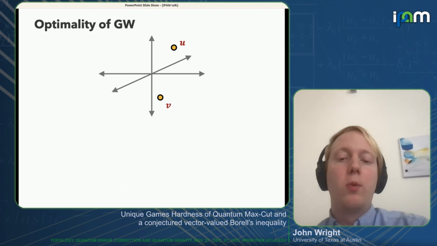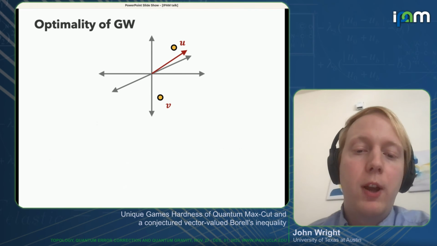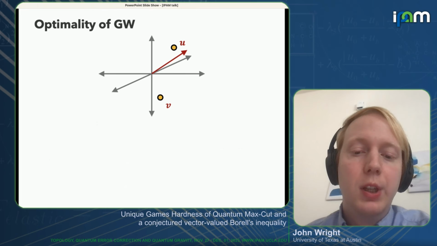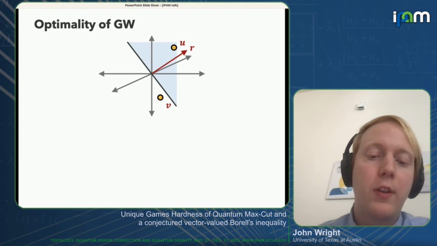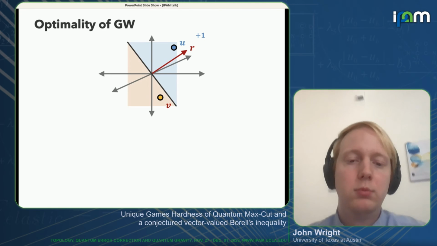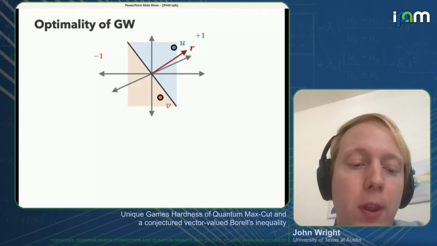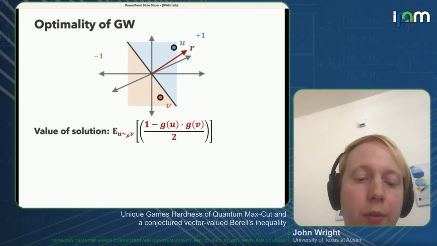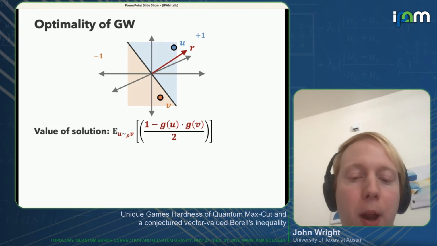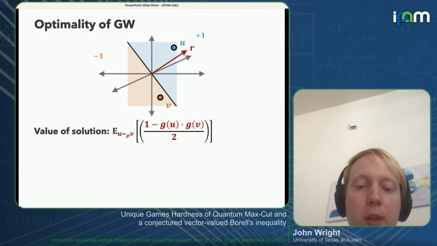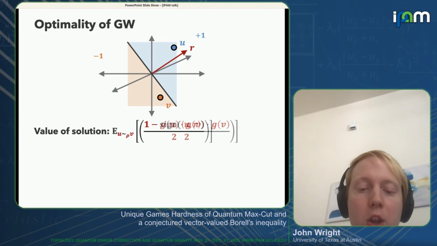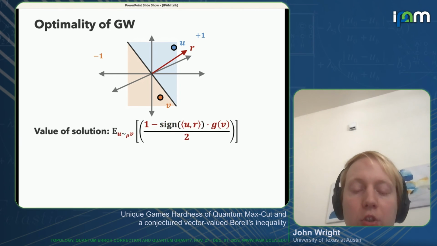Well, let's remember, how does Goemans-Williamson work? What it's going to do is pick a random vector, that's R. It's going to look at all the vectors on one side of this half space. It's going to assign them all +1. And then all of the vectors on this side, it's going to assign them all -1. So the value of our solution is just going to be this. It's going to be the expectation, where you pick U and V rho-correlated, of (1 minus G(U) times G(V)) over 2. And G is going to be this thing that we just saw. So G(U) is just going to take the inner product of U and R and take the sign of that. G(V) is going to take the inner product of V and R and compute the sign of that.